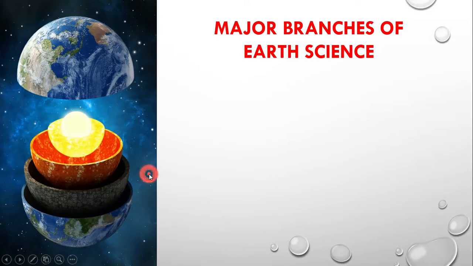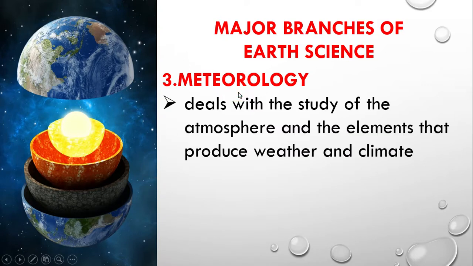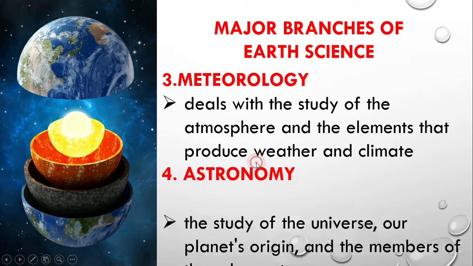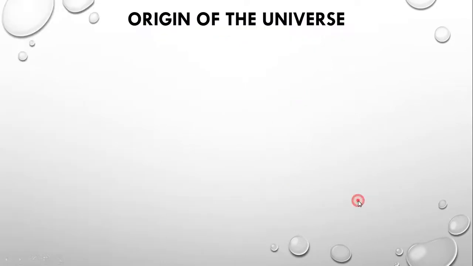And then we have meteorology. It's not about meteors, it's about the atmosphere on Earth. It deals with the study of the atmosphere and the elements that produce weather and climate. Then we have astronomy, the study of the universe, our planet's origin, and the members of the solar system.